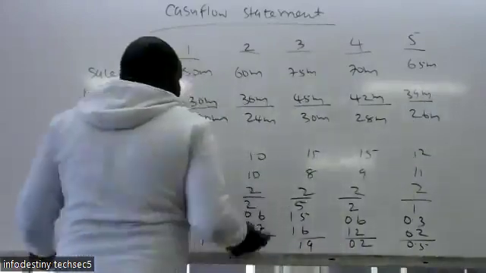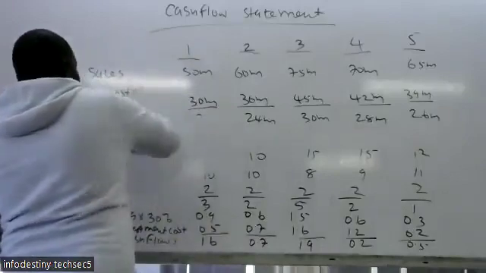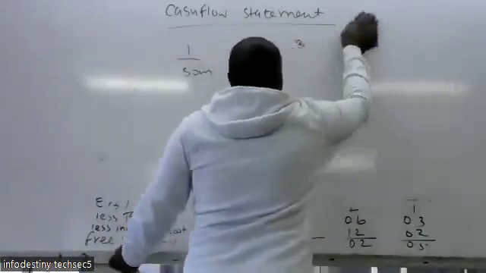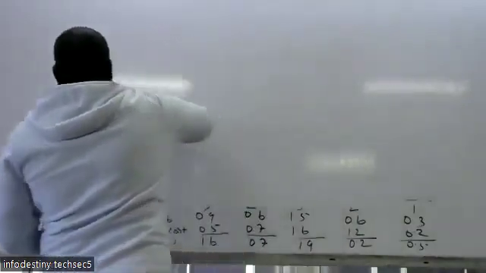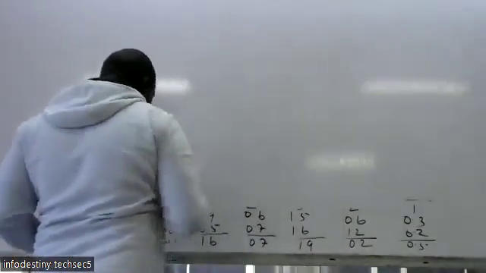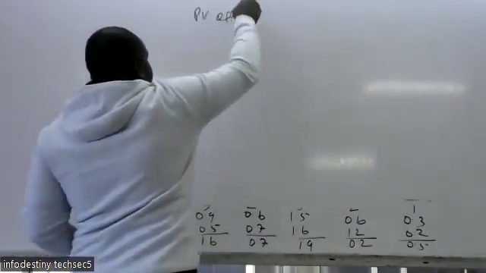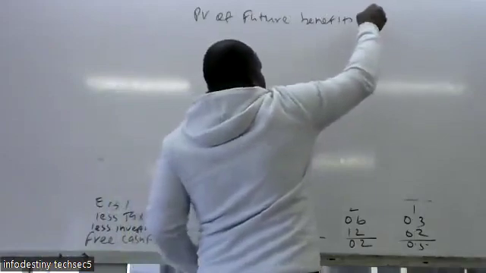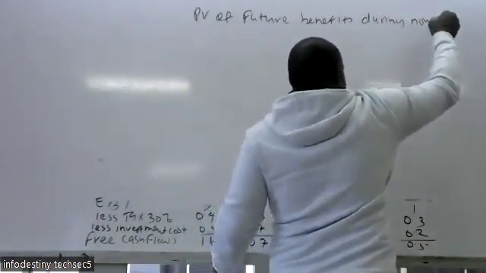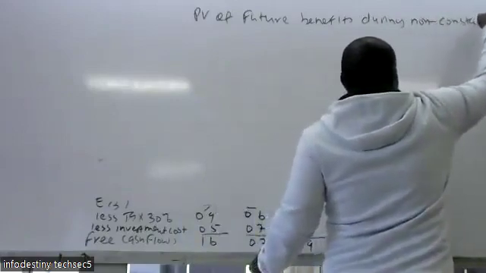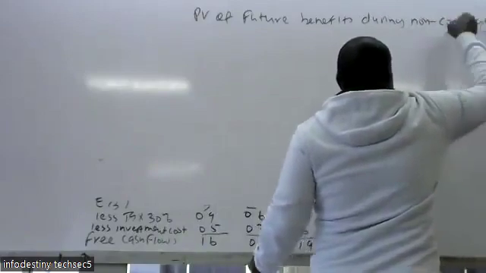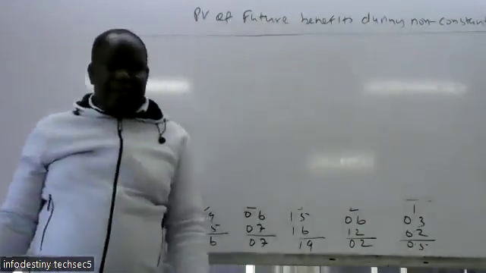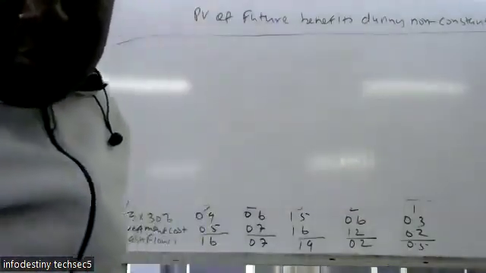So once we have done that, now we get the present value during the non-constant period. So now you get the present value of the future benefits during the non-constant. So we get now the present value of the future benefits during the non-constant.